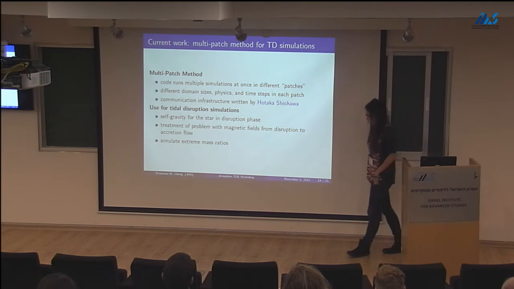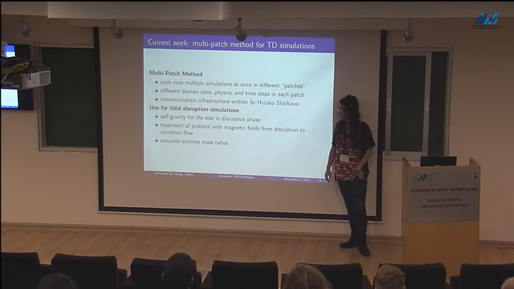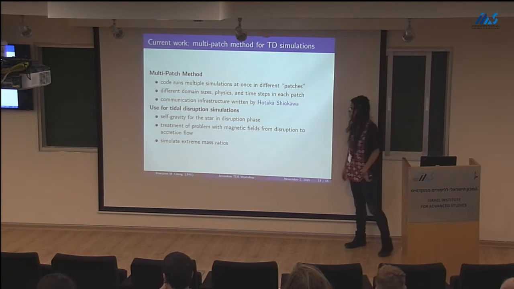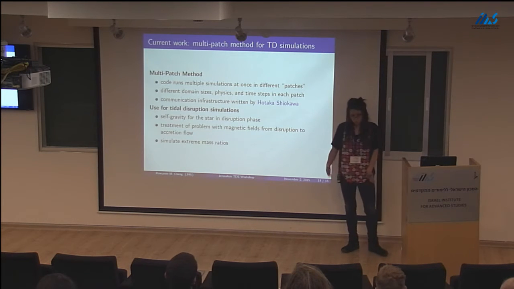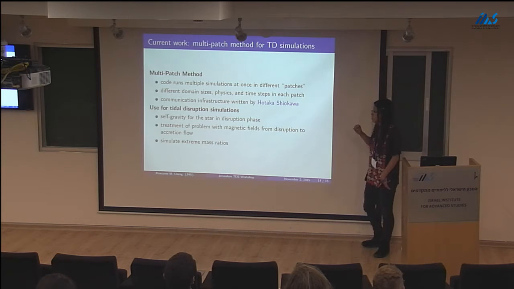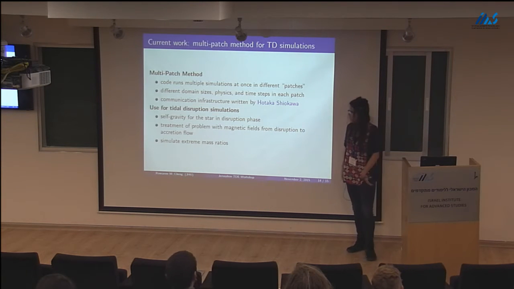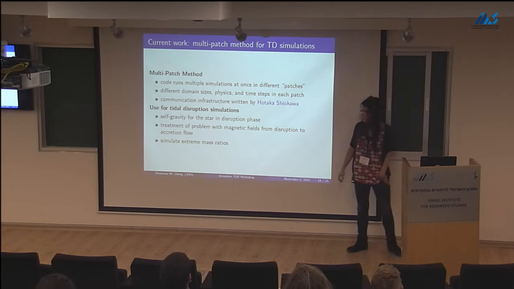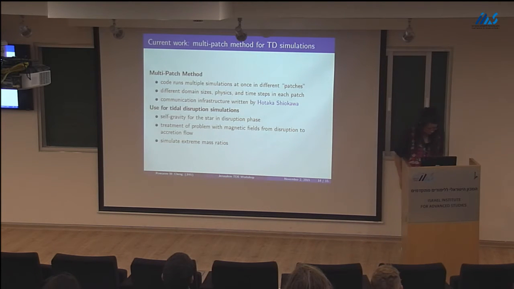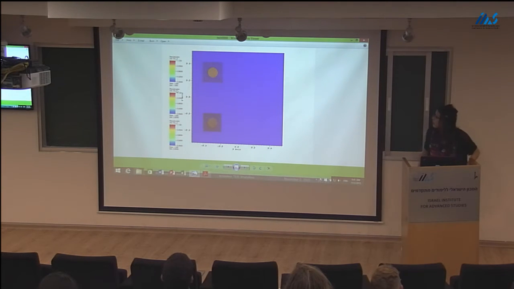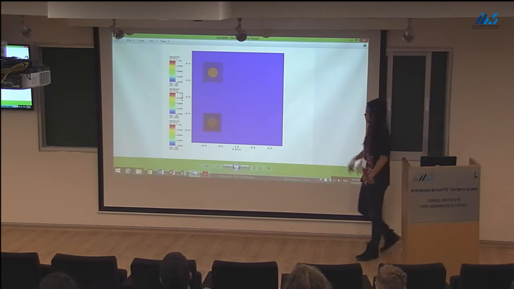So we're going to use this tool to model tidal disruption simulations, particularly with the self-gravity of the star in the disruption phase. This tool will be used to treat the problem with magnetic fields from disruption to the accretion flow, and also crank up the mass ratio. Let me show you a quick example, just a test problem to show the multi-patch method.